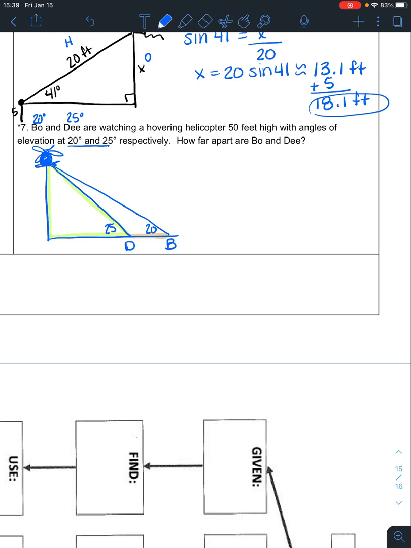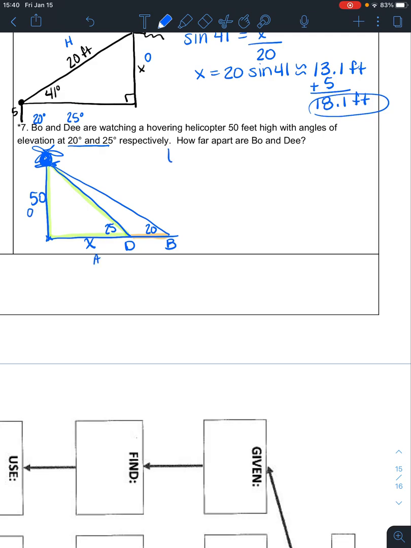Let's look at this triangle for D, our green triangle, and the helicopter is 50 feet high. I want to know how far apart they are. Well, let's first find out if they were standing underneath it, how far away D is. So first let's find X. Let's find out how far D is away from being underneath the helicopter.